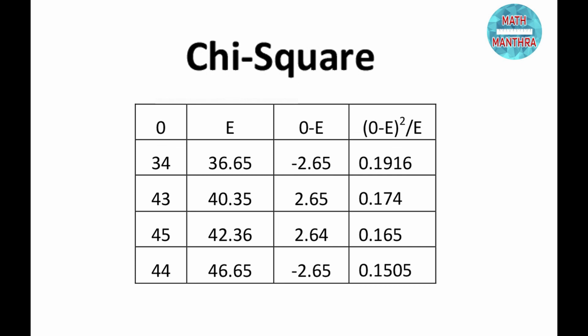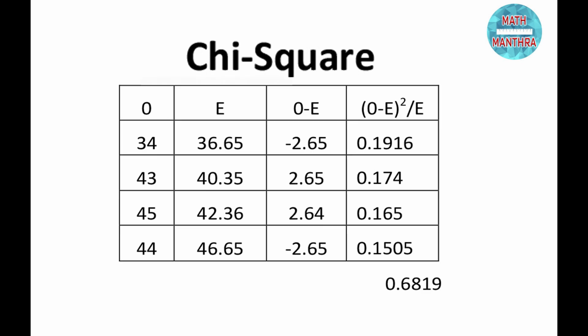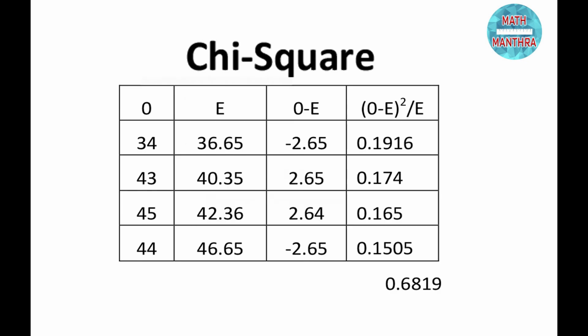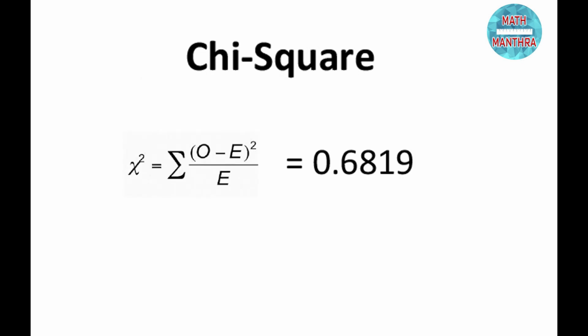We add those up, and what you get is 0.6819. That is our chi-square value. The formula once again: chi-square is equal to sigma (O minus E) the whole square divided by E. That is what we have just got from the summation of column 4. So the answer is chi-square equals 0.6819.